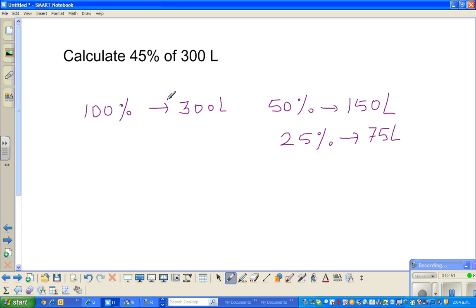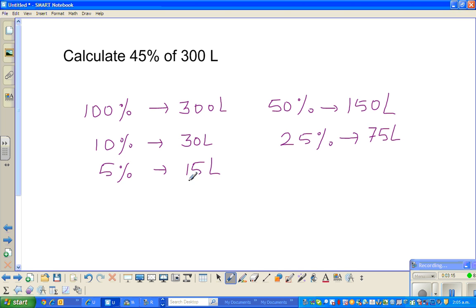Okay. So 10%. Let me write that. 10% is 1/10 of this. So if 100% is 300 liters, divided by 10, that is 30 liters. So can I find 5%? Okay, so 5% is again half of this, which is 15 liters.